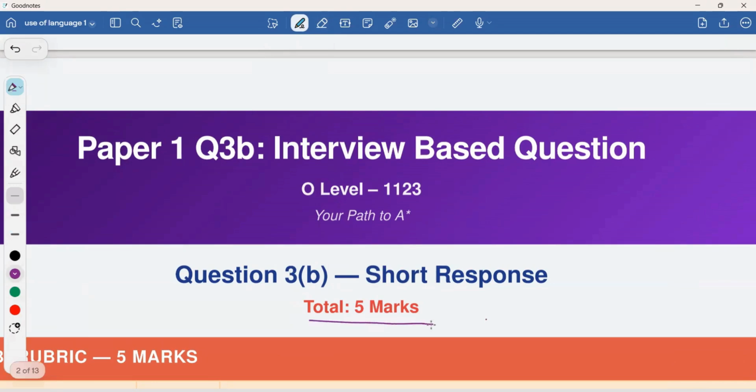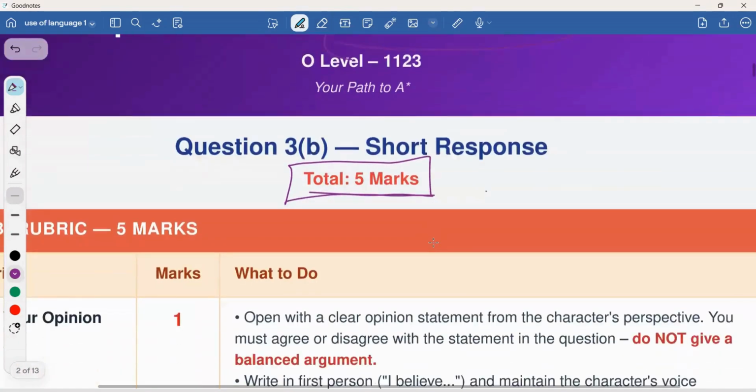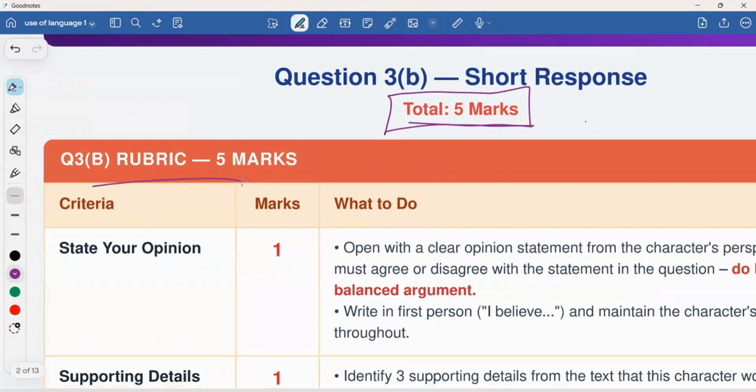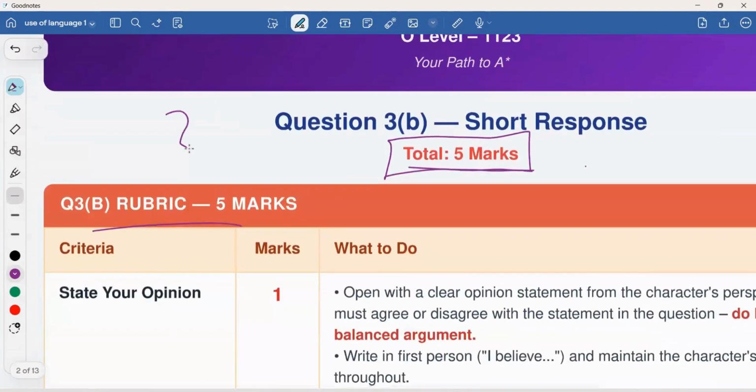The main thing that students don't know is how they can get these 5 marks in the interview-based question, also called the short response question. Let me share with you the marking rubric, and I will tell you the most important thing that students forget to do in this question, and they lose marks. They usually get 1 out of 5 or 0 out of 5.